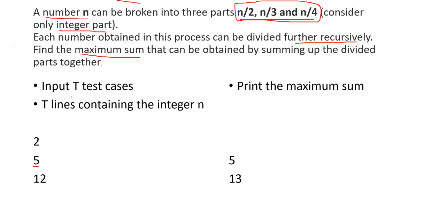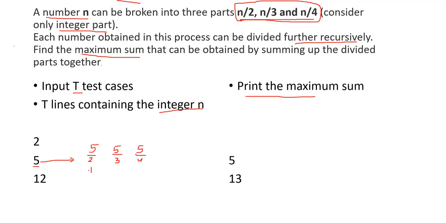So as the input, first t test cases and then integer n, like n in integers we have to input, and the output is to print the maximum sum. Okay, coming to how do we solve this? So if we take 5, divide that by 2 first. So 5 divided by 2, then 5 divided by 3, 5 divided by 4.